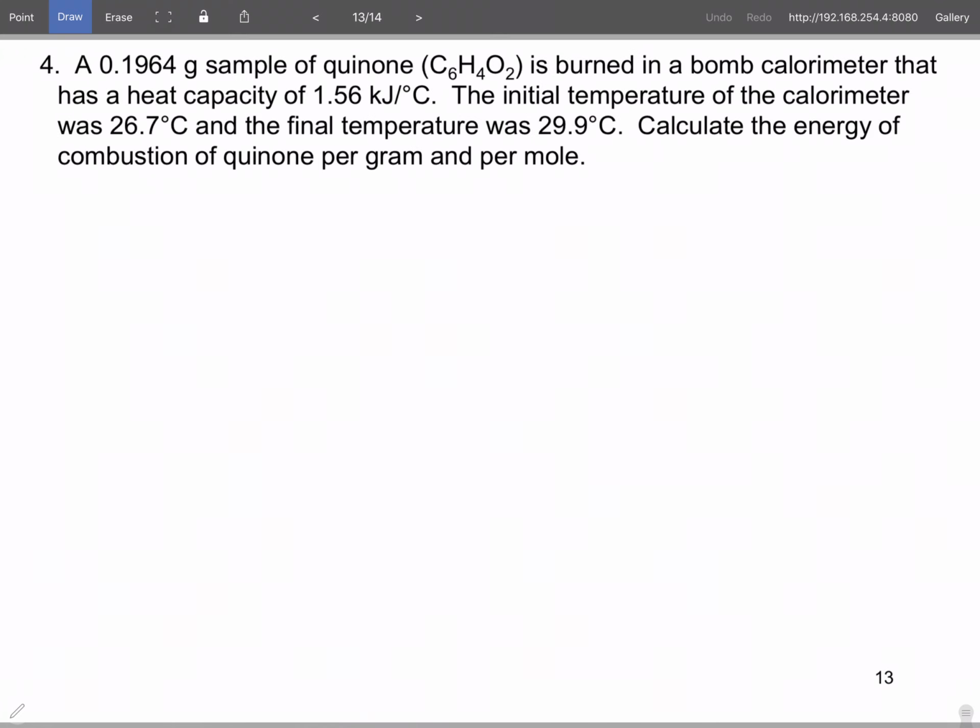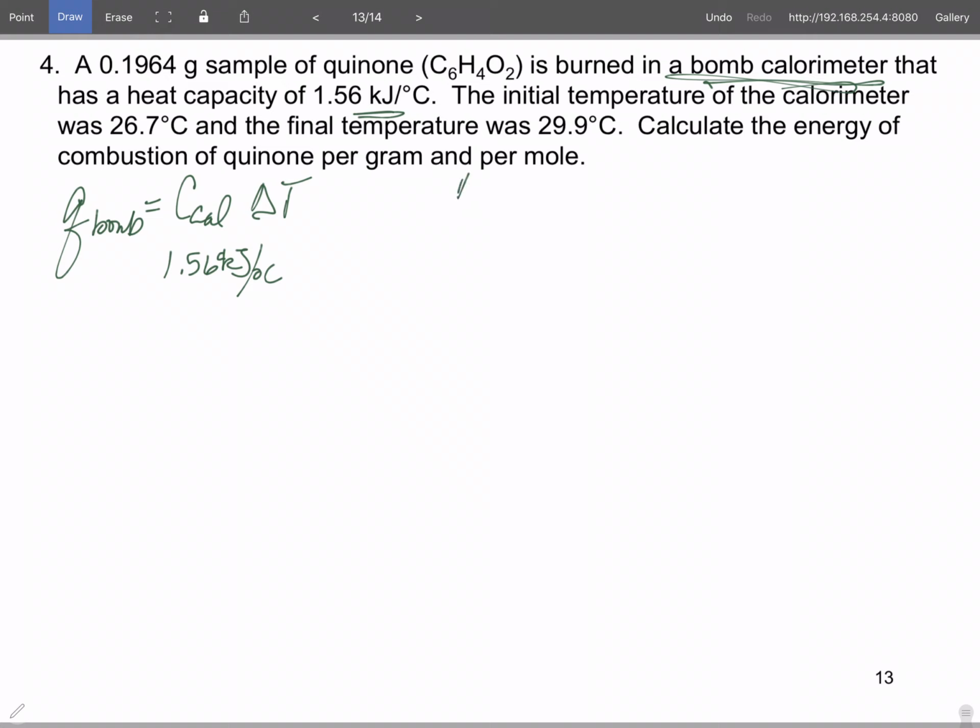All right, variation on a theme. We did the first one with a coffee cup calorimeter. This one's going to use a bomb. How do you know it's going to use a bomb? It will say bomb somewhere in it. Okay, so remember the Q of a bomb is equal to the calorimeter constant times delta T. So if we start there, that's the equation we're going to do. We know that it has a heat capacity of 1.56 kilojoules per degree C. Oh, and that's the other thing. The bomb tends to be higher energy, so it's in kilojoules.